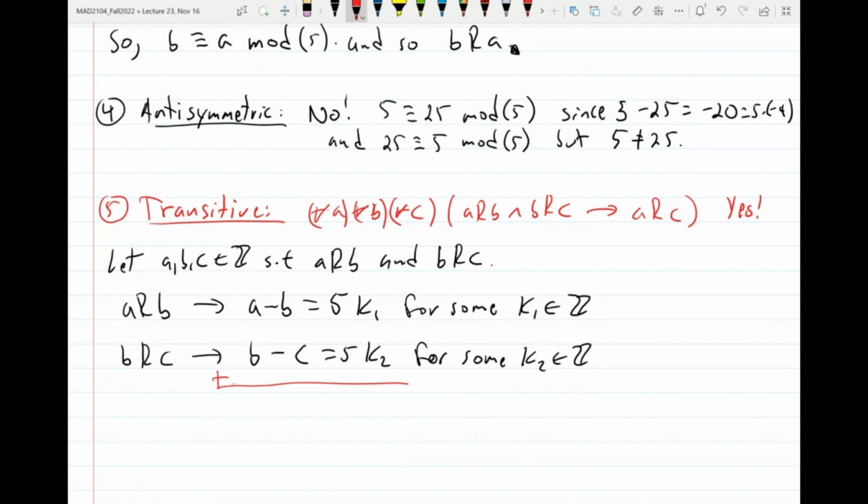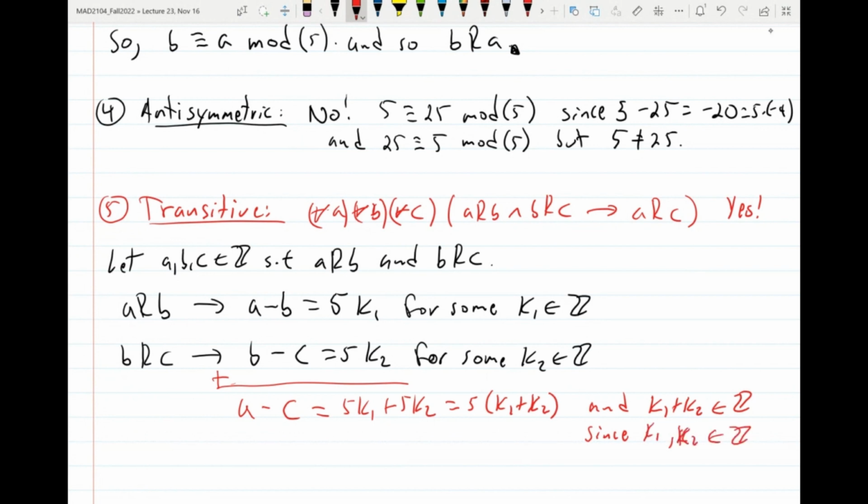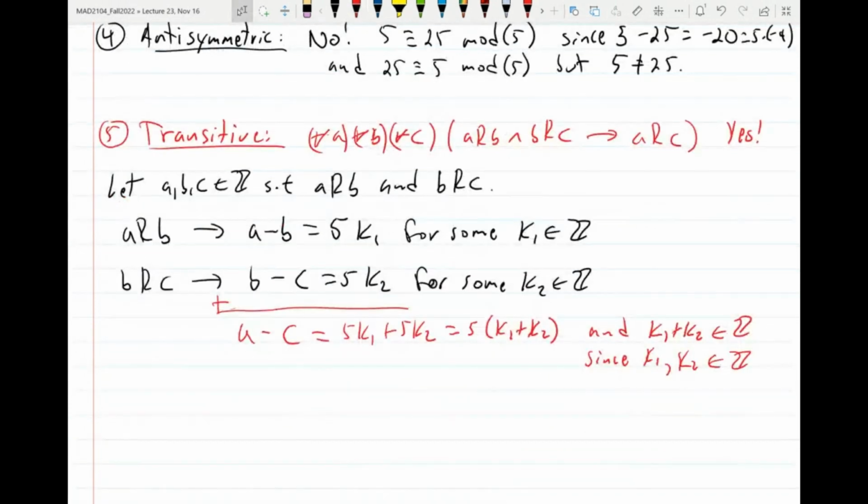What happens if we add up these two equations? What happens to the left side? The B's cancel, and what do we get? So if we add up the two equations, we get A minus C equals, and what do we get on the right hand side? 5k1 plus 5k2. Yes? Now we can factor out 5, and we get k1 plus k2. Now, what do we know about k1 plus k2? Why is it an integer? Because k1 and k2 are both integers, right? So k1 plus k2 is an integer, since k1, k2 are both integers. Okay? And we just showed that A minus C is a multiple of 5, so they are related. So A is related to C. Done.